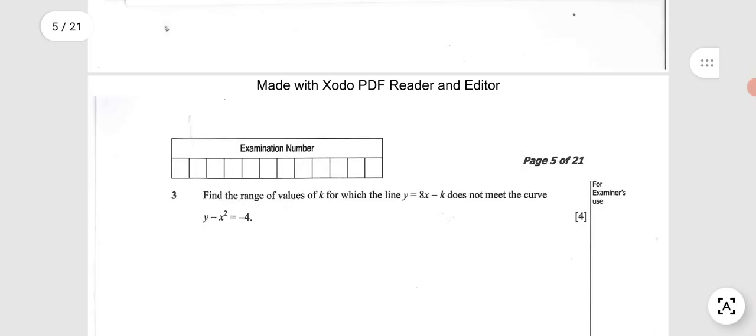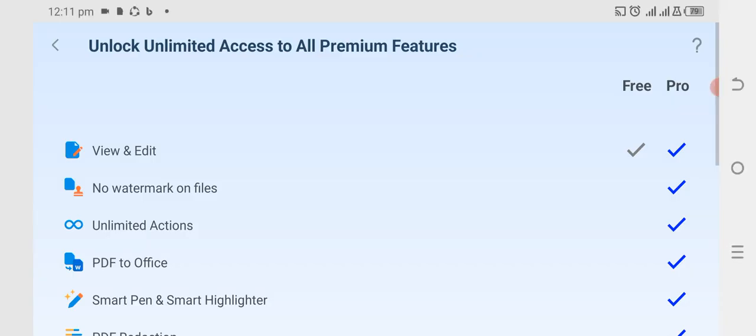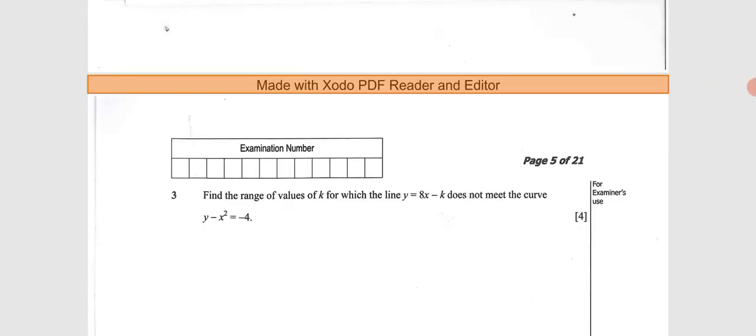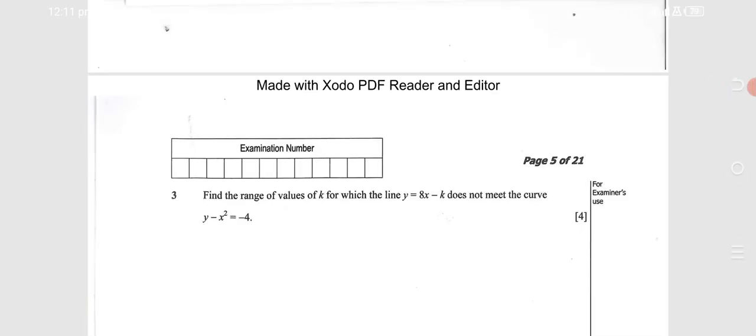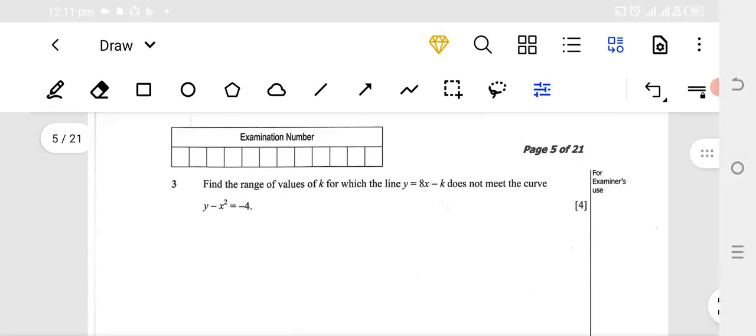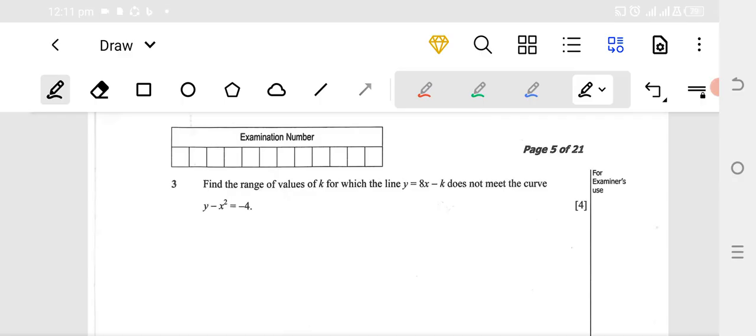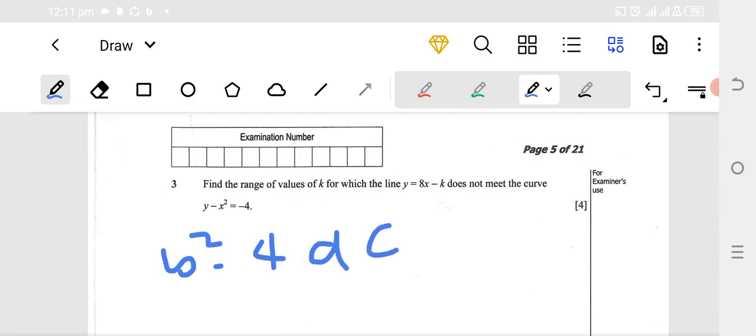We are going to question 3. Question 3 is what we call the discriminant. The discriminant is something, okay? It is the part that is under the square root, which is the b squared minus 4ac. So that is your discriminant.